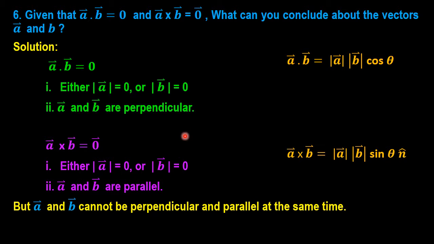Now the contradiction part that we can see here is from the dot product we get A and B vectors are perpendicular, and from the cross product we get A and B are parallel vectors. But A and B vectors cannot be parallel and perpendicular at the same time. So this second point is rejected. Now the valid reason will be either magnitude of A equals 0 or magnitude of B equals 0. So both cross product and dot product will be 0 when either A vector is the 0 vector or B vector is the 0 vector.